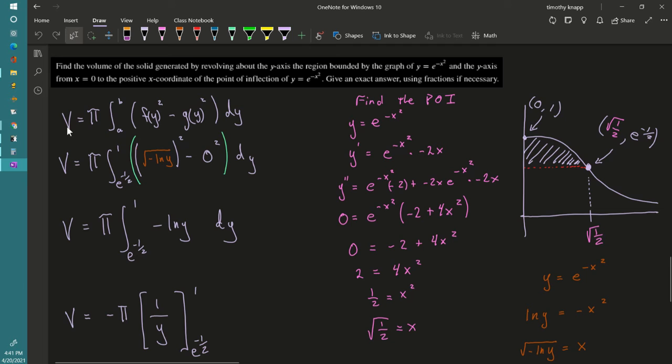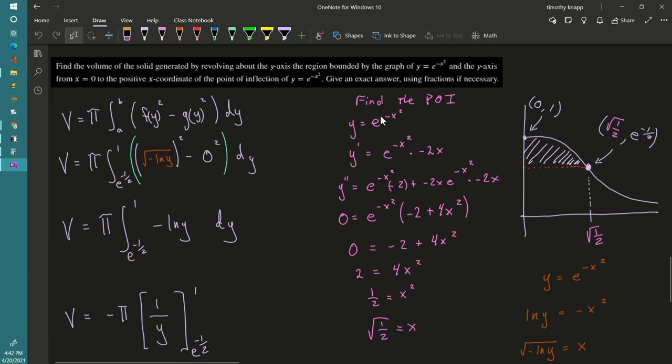So we know that a volume of rotation is pi from A to B, and it's the bigger function squared minus the smaller function squared. Okay, again, these are squared because it's pi r squared. This is going to give us the slices of radii. All right, and so let's go ahead and do that.